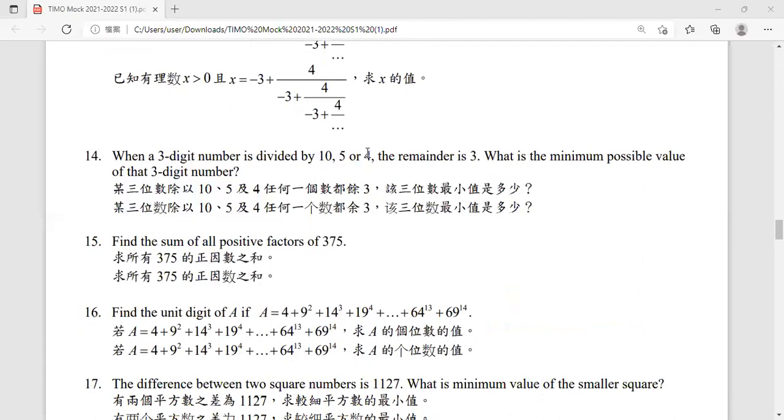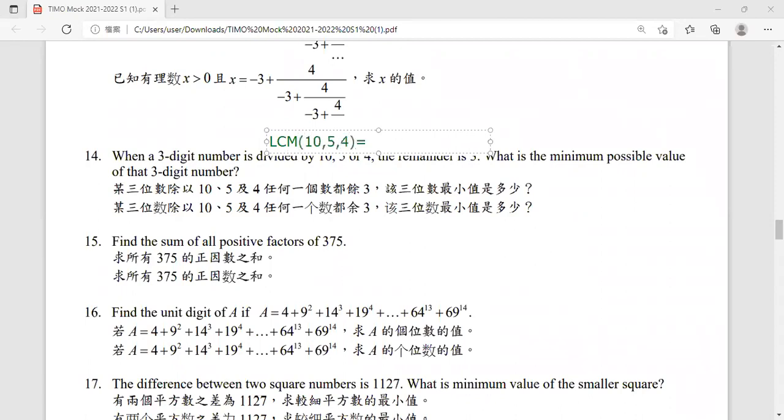Okay, next one, 14. Now, when a 3-digit number is divided by 10, 5, and 4, the remainder is 3. What is the minimum of this 3-digit number? Now, very simple, because this one is something semi-uniform. You have to find this one first.